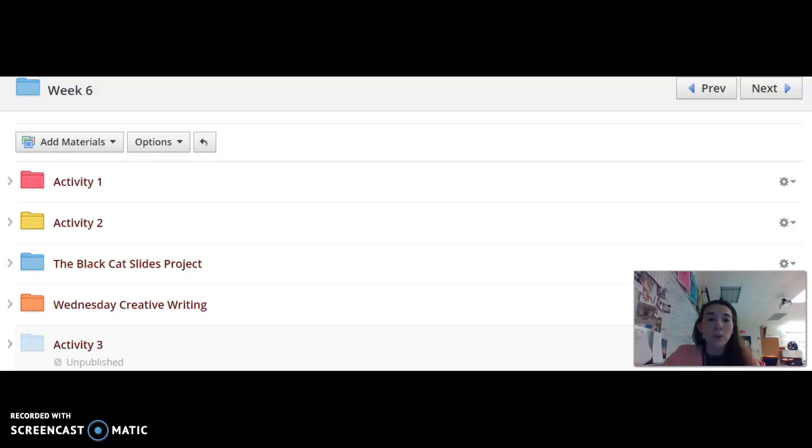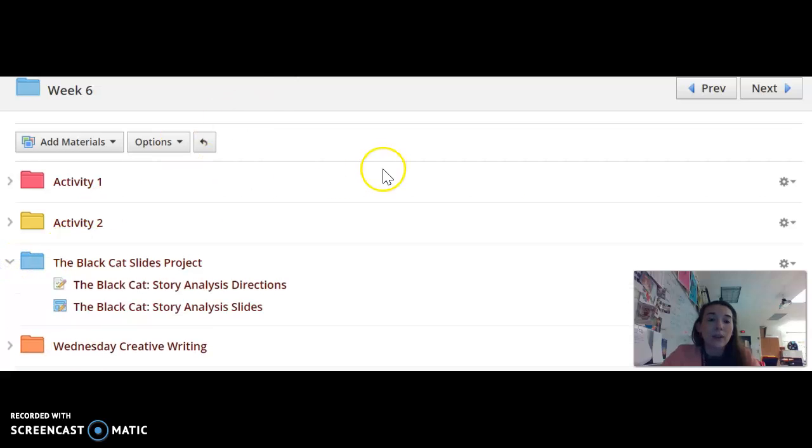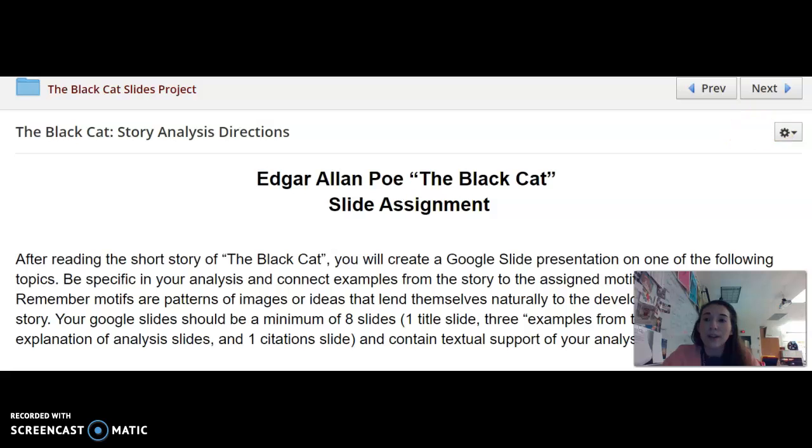I just wanted to quickly go over the Black Cat Slides project with you to make sure that we all have a clear understanding of the expectations for this project. If you're wondering where you can find the resources for this project, I did move it into the Week 6 folder. As we open it up here, you can see there are the directions and the slides. So let's take a look at the directions real quick.